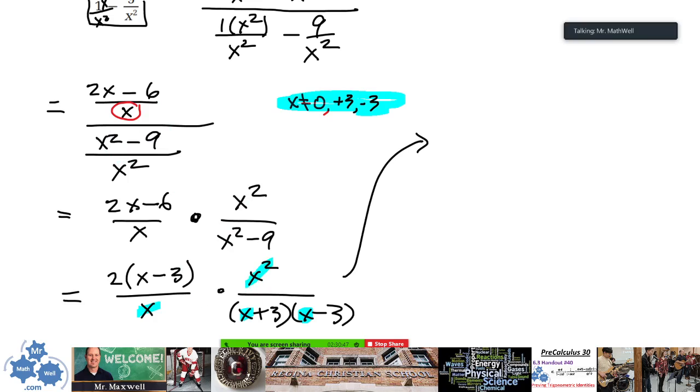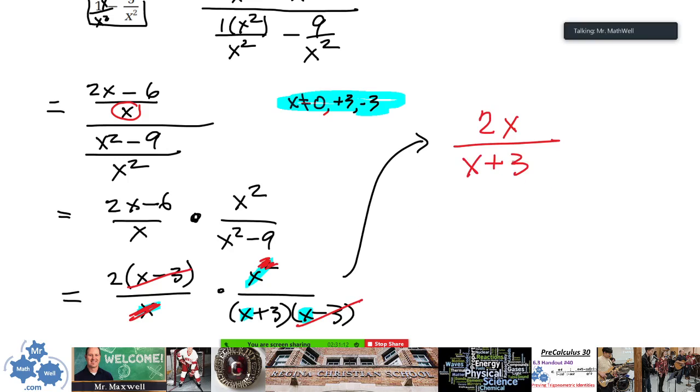So I'm going to look here, and I'm going to say I have an x minus 3 on top and an x minus 3 on the bottom. And I have 2 x's on top and 1 x on the bottom, so this x is going to go with one of these x's. So I still have an x left on the top. So simplified here, I've got 2 times x in the numerator, and I've got x plus 3 in the denominator.